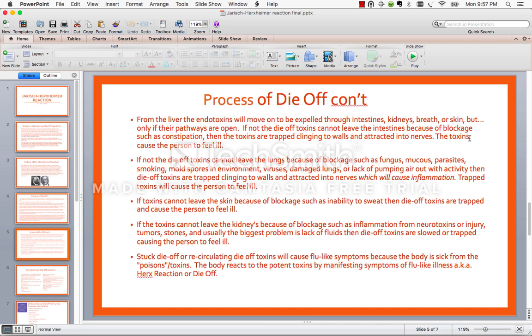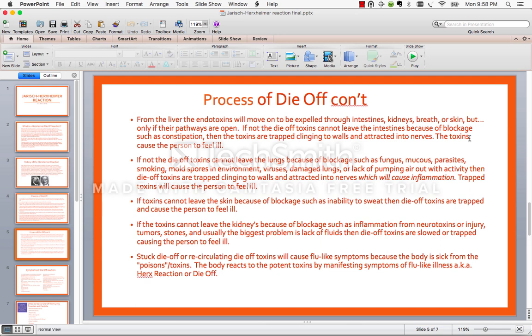If the kidneys can't detox the toxins as well because of a blockage or inflammation, the neurotoxins can injure the kidneys as well. And the biggest problem here tends to be lack of fluids. So people need to stay very hydrated. If they're getting too dehydrated, they're going to have more problems within the kidney. And oftentimes we'll see bladder spasms, or people will feel like they have a bladder infection, but they're just not moving those toxins. So it's creating problems in the bladder itself or in the kidneys.